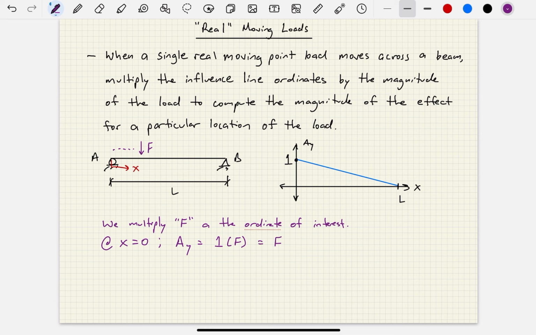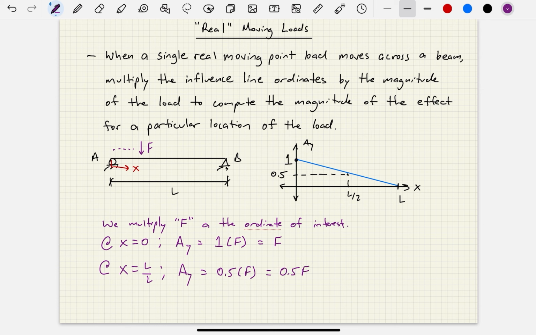That makes sense, okay? What if we were interested in X equals L over 2, okay? Then what we're interested in is if X equals L over 2, then we multiply it by this ordinate. That should be 0.5. So if I were to sketch that here, this is just a straight line. So if we were at L over 2, of course, this is 0.5. We already know that. So we could say at X equals L over 2, AY is 0.5 times F, which of course is just 0.5 F, okay?